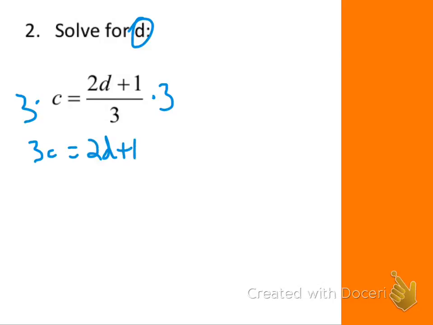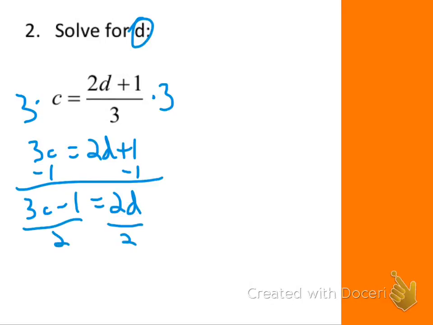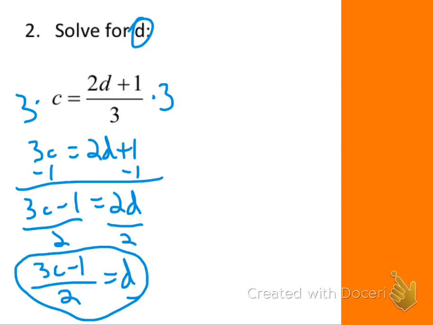That's going to leave me with 3c equals 2d plus 1, because again, the opposite of dividing by 3 is multiplying by 3. Now to deal with that plus 1, we can subtract 1 from both sides. 3c minus 1 is equal to 2d, and then I almost have the d by itself. Right now we have the 2 times the d. The opposite of multiplying by 2, of course, is dividing by 2. Those 2's will cancel out. My final answer is d is equal to the quantity 3c minus 1 divided by 2.